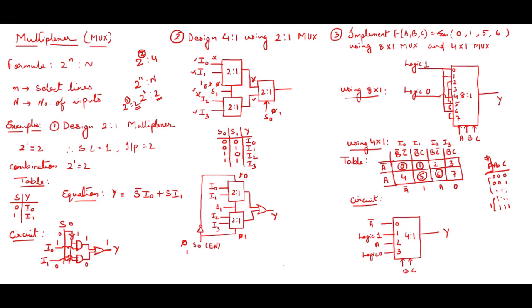Here both the parts are circled, so the output is 1. Here it will be A, because this circled part is coming under A. Here nothing is circled, so it is 0. So this signifies the inputs of the 4:1 mux, that is I0 will be getting A bar, I1 will be getting 1, I2 will be getting A, and I3 will be getting 0.